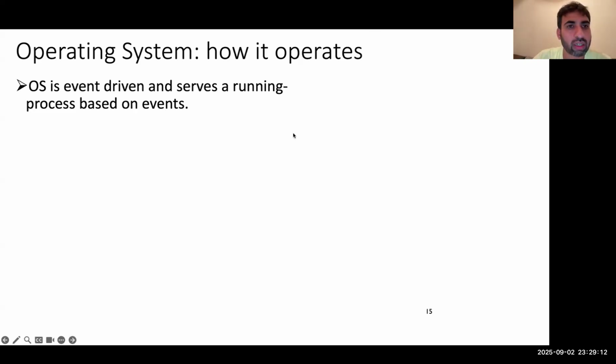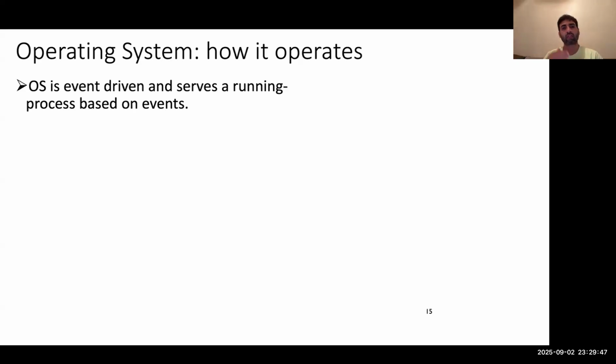Operating system, how it operates. The question we are trying to ask is how the operating system responds to the different kinds of events or requests happening during the execution of a process, right? So the first thing we need to know is that the operating system is an event-driven system, and it serves a running process based on events.